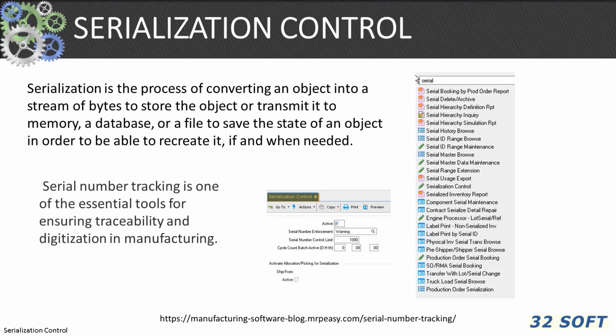The requirement to trace and control units at a self-defined level is becoming a keystone of the global supply chain. Serial number control is an essential tool for ensuring traceability in manufacturing, barcoding, palletization, and digitization. Serialization's main purpose is to save the state of an object at a point in time in order to be able to recreate it and understand its circumstance in the inventory flow.